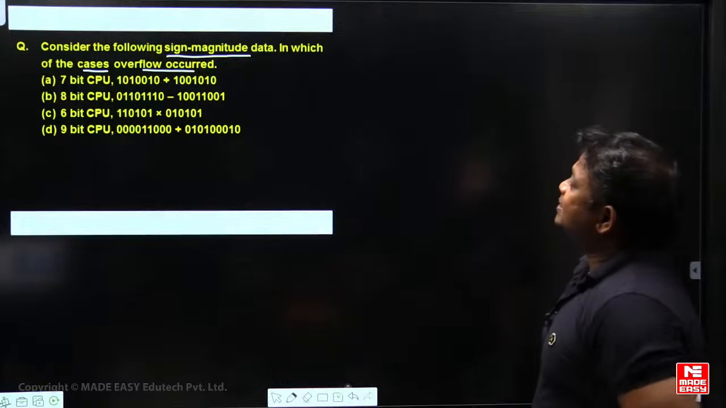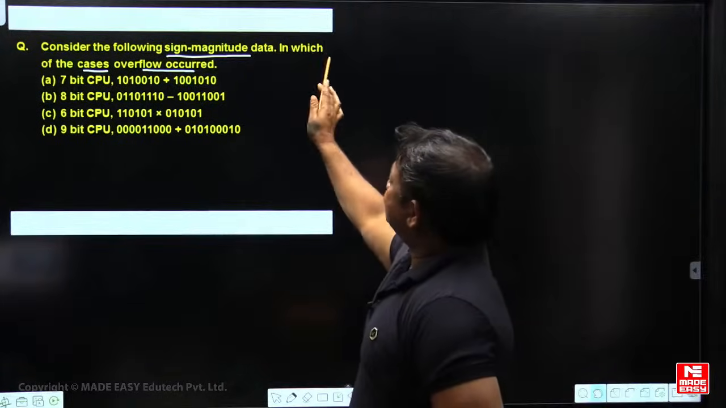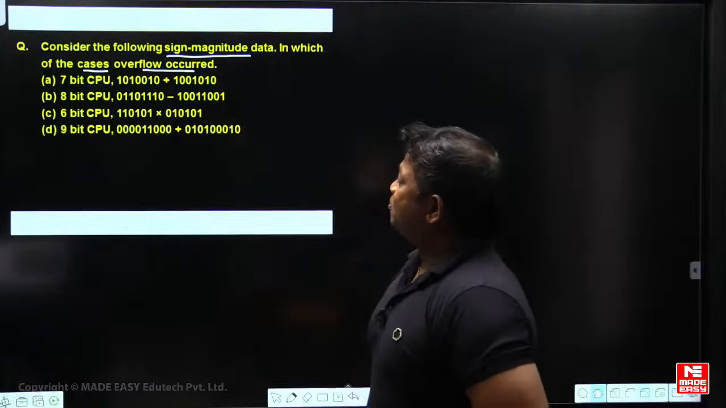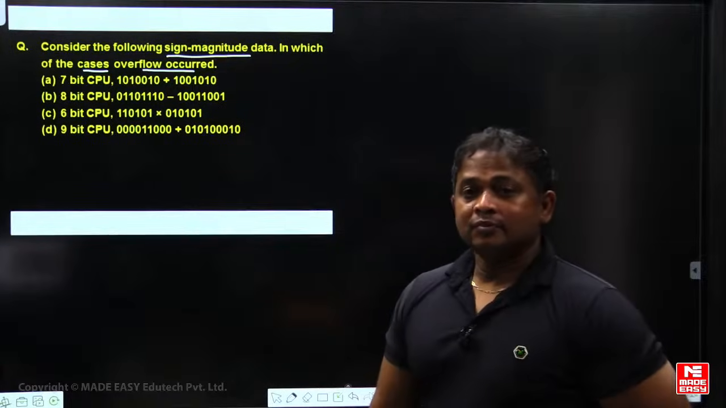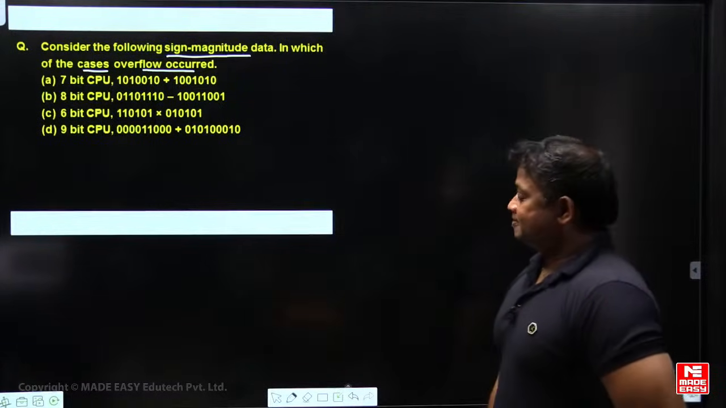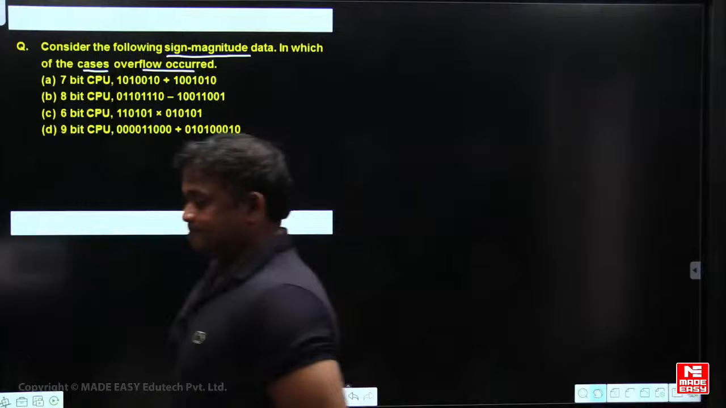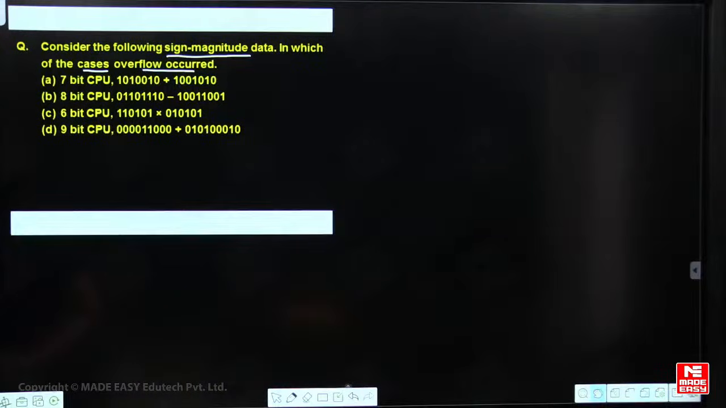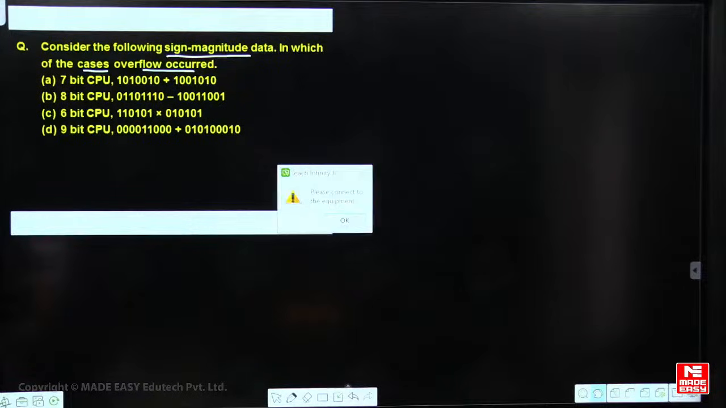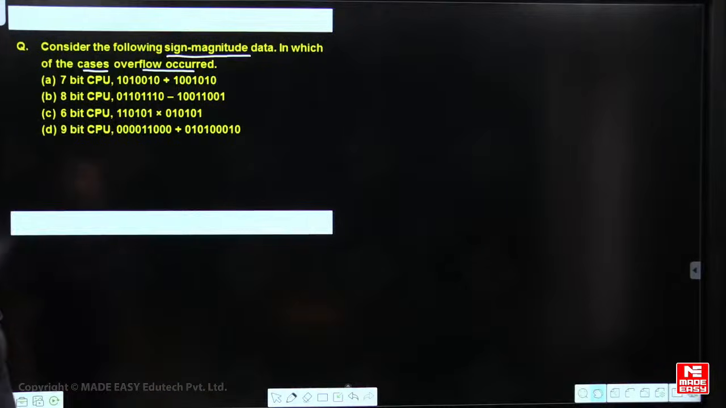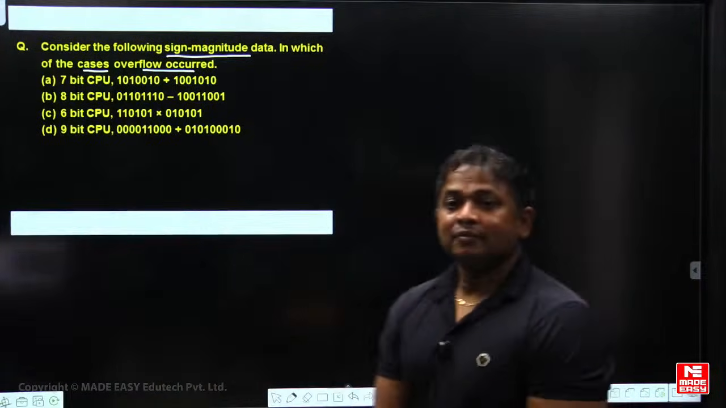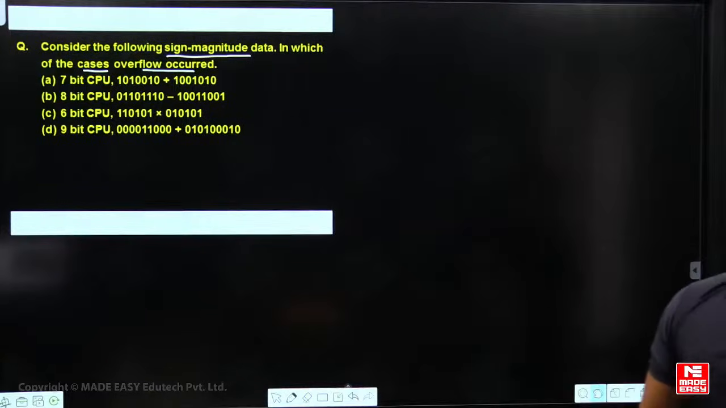This is the question. Consider the following sign magnitude data. In which of the cases does overflow occur? What is your answer? Abhishek, answer please.